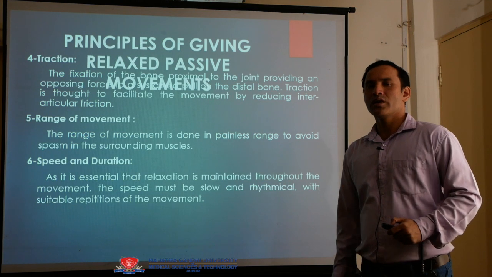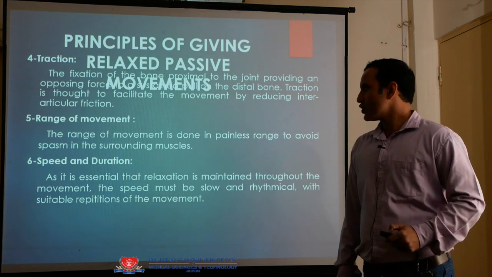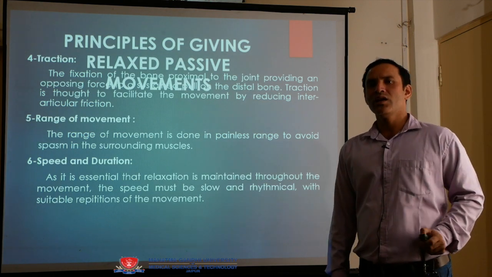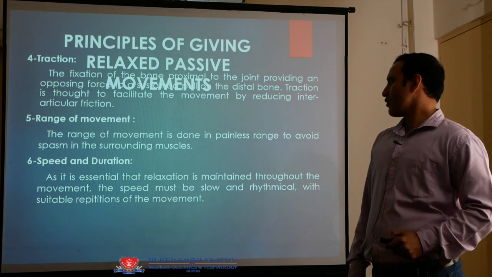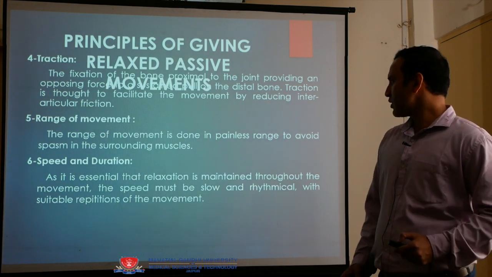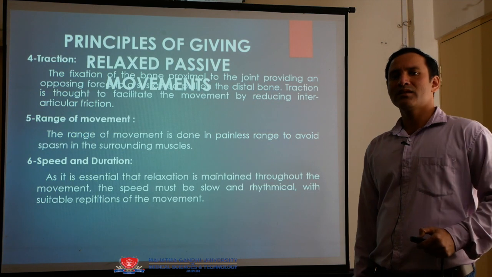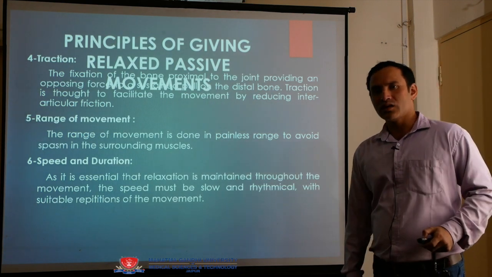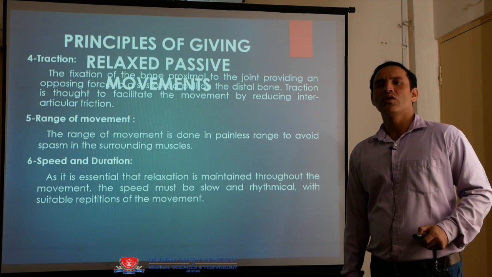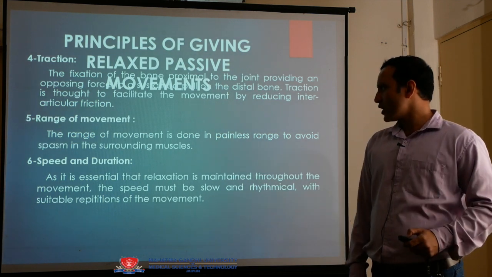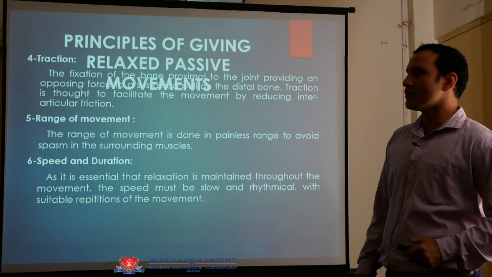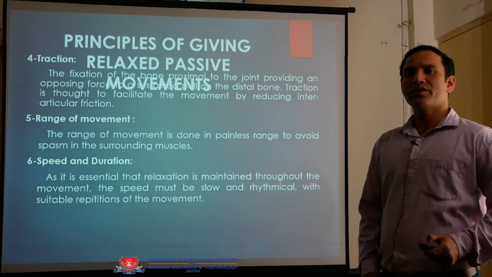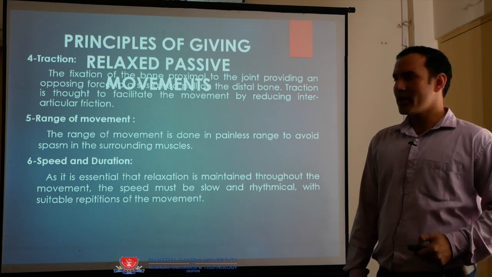So whenever we are producing passive movement, there should not be any pain while moving. So we have to produce the movement within the painless limit. Why is pain produced? Because if there is any injury, the surrounding muscle will undergo spasm. So if pain is produced, the patient will try to restrict the movement.